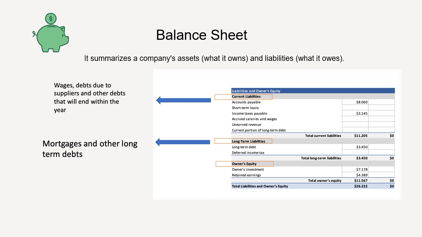Owner's equity. This is basically the amount left over when you subtract total liabilities from total assets. It includes the owner's investments and retained earnings, the portion of the profits reinvested in the business.